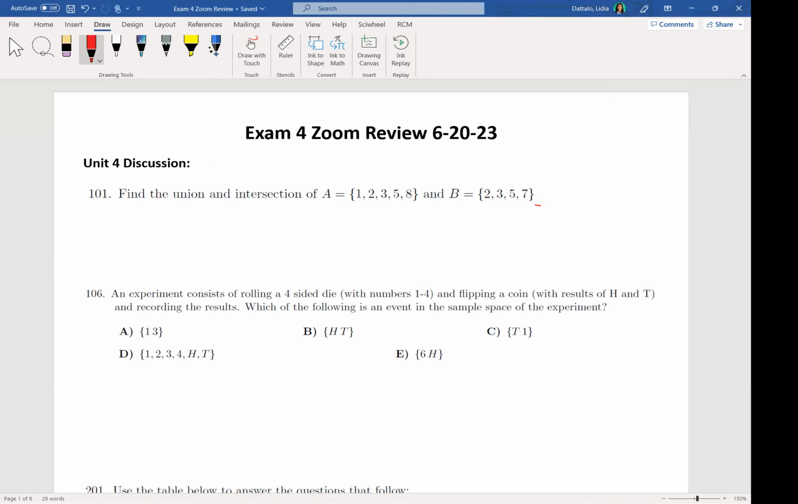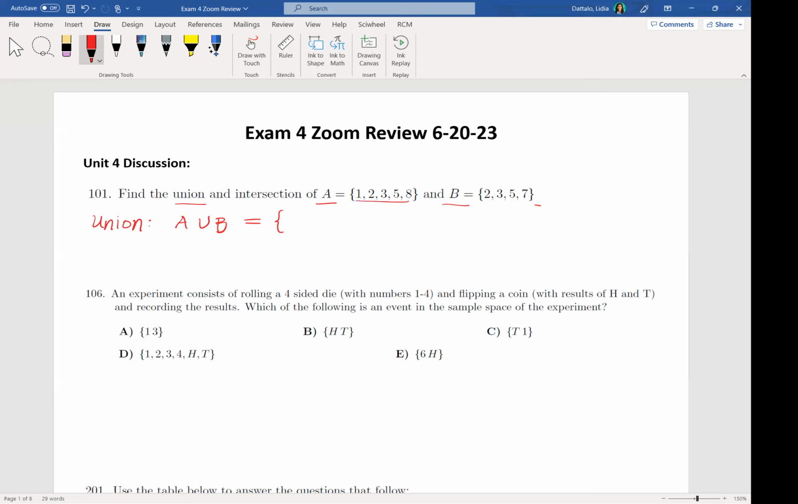Number 101 says, find the union and intersection of A and B. Okay. Let's find the union first. That means we're going to rewrite it like this. So the union means A or B. And know that A or B simply means we're just adding all the elements from A and then also including the elements from B. So A or B is going to be another set.